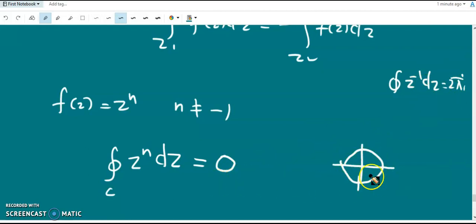But if the function is analytic over here, then the closed integral of the function over any simple closed curve will be 0. When n not equal to minus 1, the closed integral f of z dz over the rectangular contour is also 0. So whatever be the shape of the contour, circular or rectangular, the closed integral is 0. So this is the consequence of Cauchy's integral theorem.